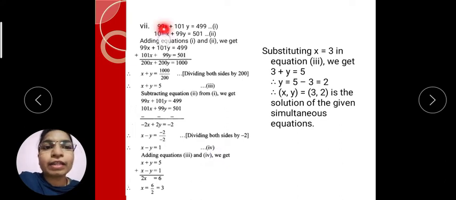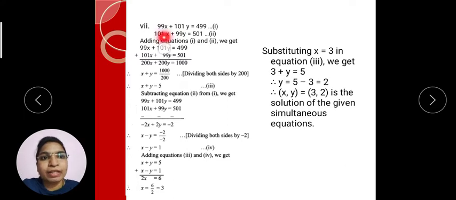Listen here. In question number 7, when you observe the first equation and the second equation, they are vice versa. Vice versa means the coefficient of x is 99 in the first equation and in the second equation the coefficient of y is 99. The coefficient of y, 101, is the same as the coefficient of x in the second equation. When a situation like this comes, firstly add both the equations. Whatever the given equations are, you have to add.